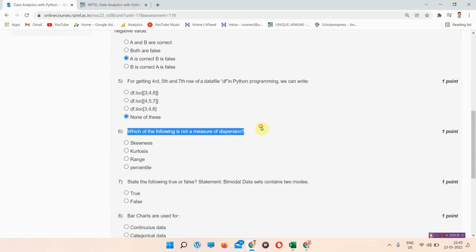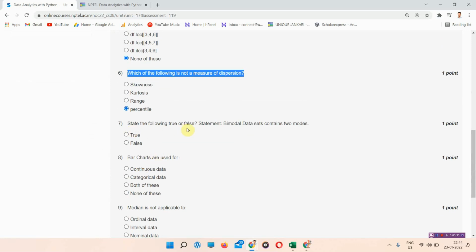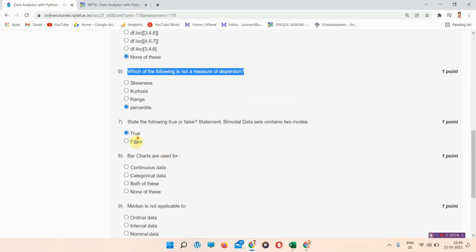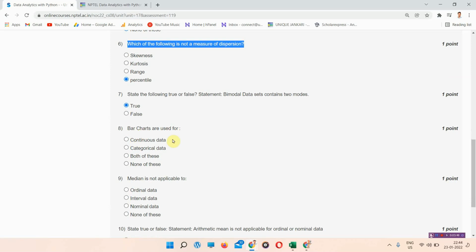The next question is: which of the following is not a measure of dispersion? The answer of question number 6 is percentile, option number D. You can mark your answer. The answer of question number 6 is option number D. Next question is: state the following true or false statement. Bimodal data sets contain two modes. So the answer of question number 7 is true. It is a true statement, so you can mark it true. Next question is: bar charts are used for. The answer of question number 8 is categorical data, sorry, option number B.